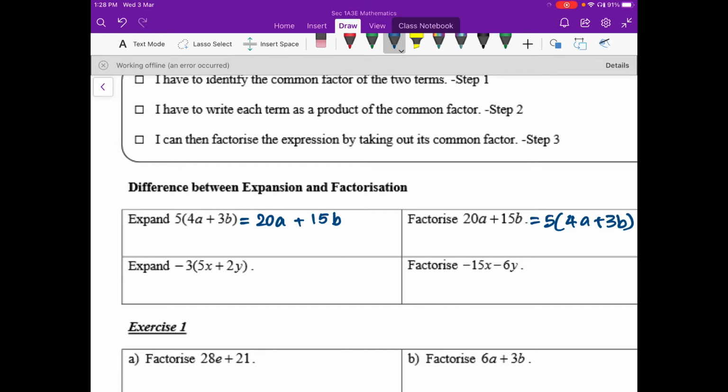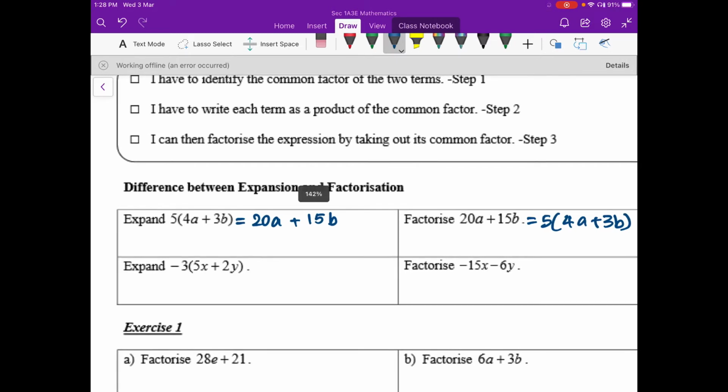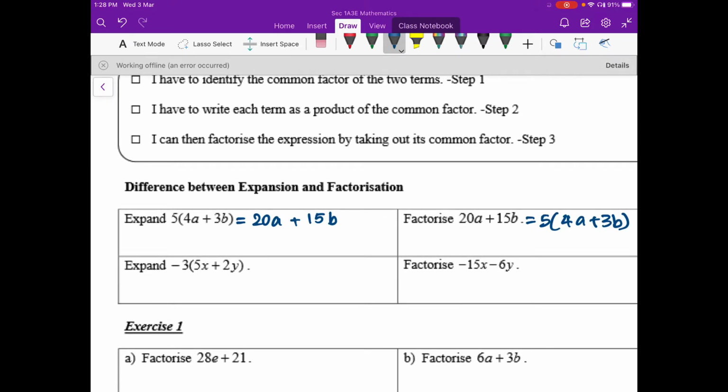Now, without actually teaching you how to do it, do you think you can figure out how to get 5 times 4a plus 3b? If I ask you to factorize, are you able to get this by yourself? Common factor. According to step 1, find the common factor. 20 and 15, common factor is 5. So 20a divided by 5, you get 4a, 15b divided by 5, you get 3b. That is how we do it.